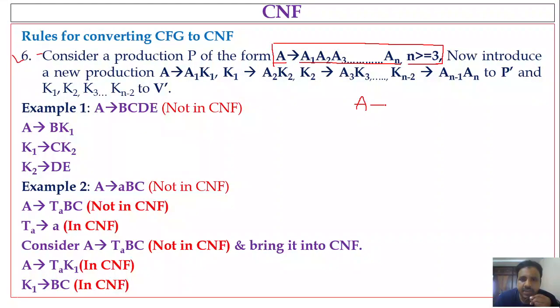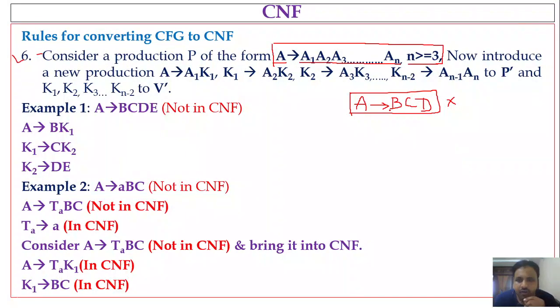So let me say B, C. Okay. Let me start with one simple example. This is the production rule: A denotes capital B, C, D, right? So here, this is not in the CNF. What is the reason? Because it is having more than two variables.